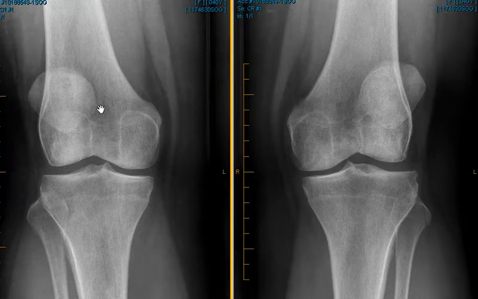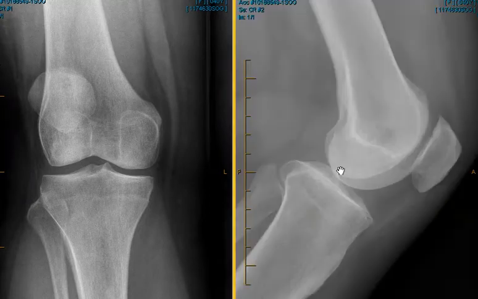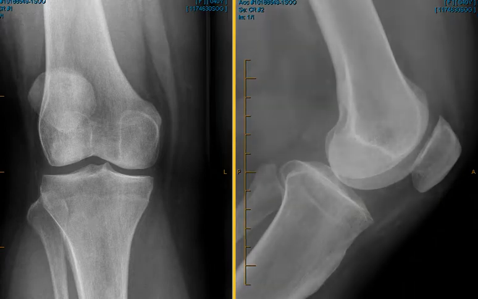This is an AP view of the right knee looking straight on. We see the medial side of the femur, lateral side of the femur. This is the tibia down below the knee. Here's the fibula, the small bone. This is the kneecap over here. Here's the left side. If we put up a side view or a lateral view, we see the femur here, the kneecap from the side in profile, and the tibia and fibula again to get oriented.